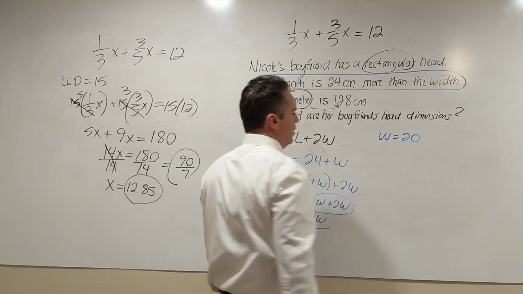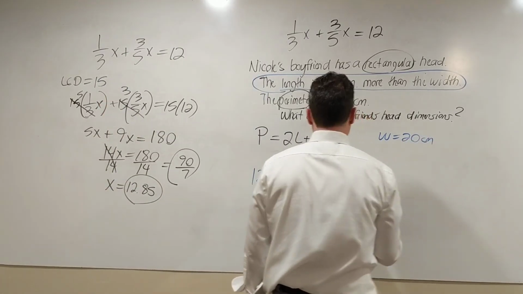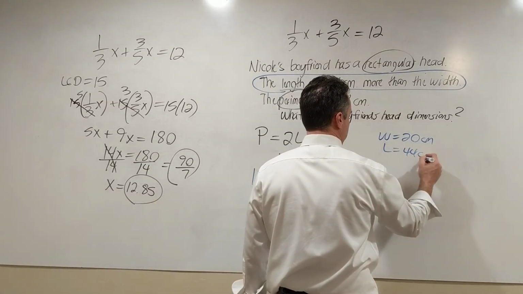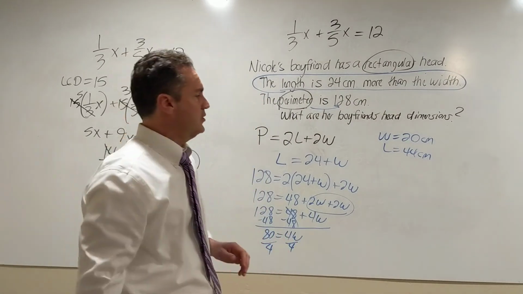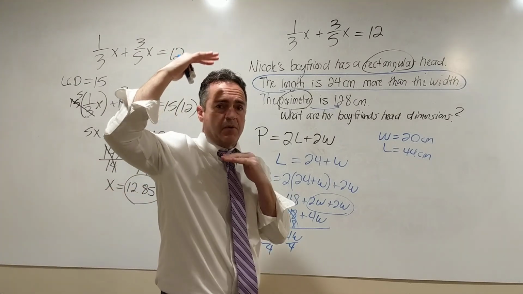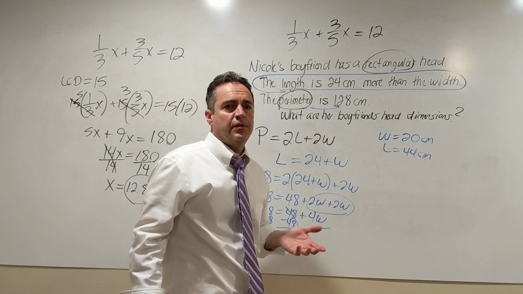So the width of his head is 20 centimeters, all right? Which means that the length is 20 plus 24, the length is 44 centimeters. Just for fun, you ought to get yourself out a ruler, check out centimeters, and check out what a 20 centimeter wide, 44 centimeter long head looks like. I don't know, could be huge, could be small, could be something fascinating.